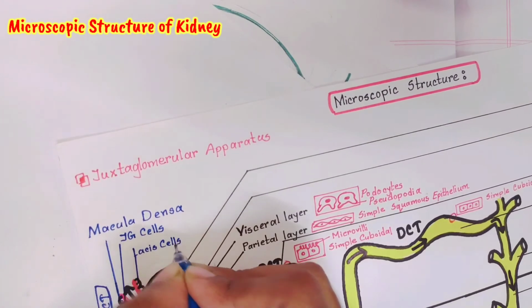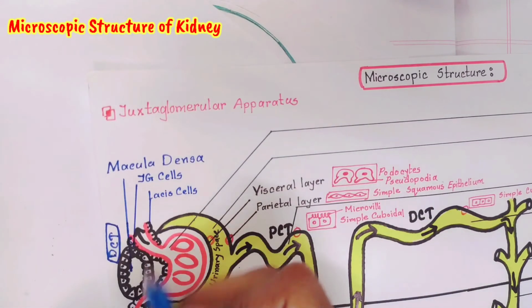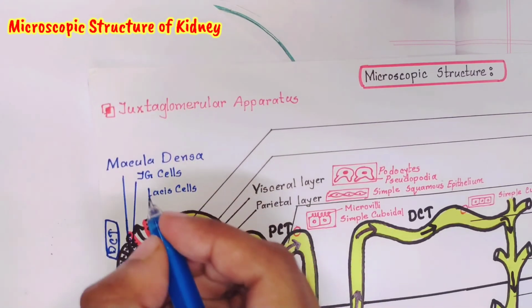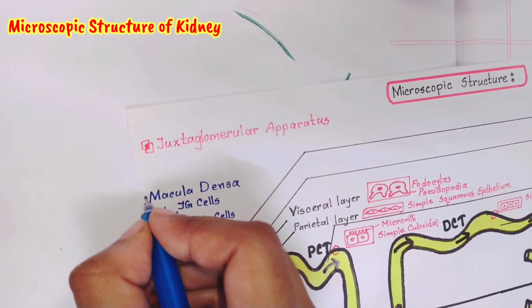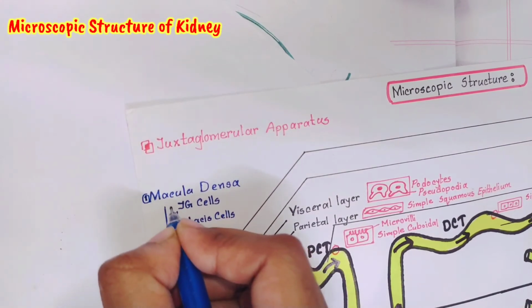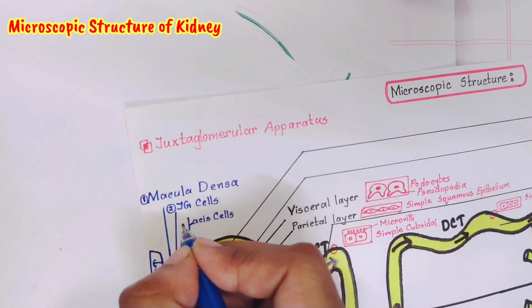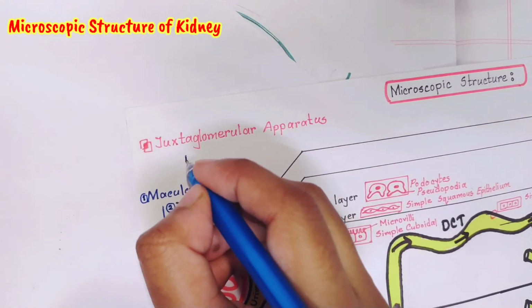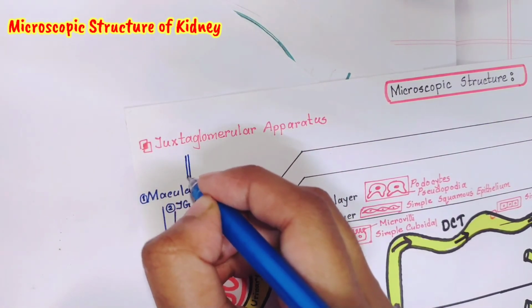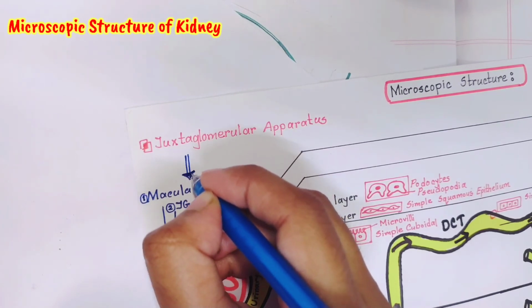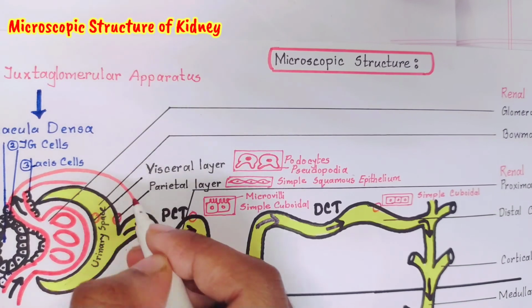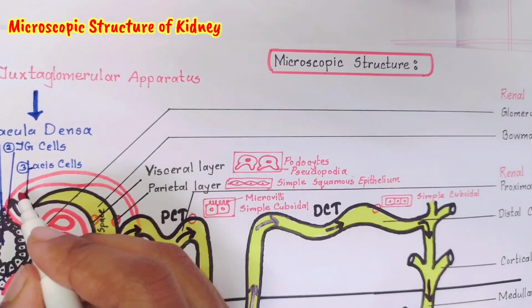Juxtaglomerular cells are located on the afferent arteriole and efferent arteriole. Lacis cells are found at the junction of the outer layer of the afferent and efferent arterioles. This juxtaglomerular apparatus plays an important role in regulation of blood pressure and autoregulation of glomerular filtration rate.